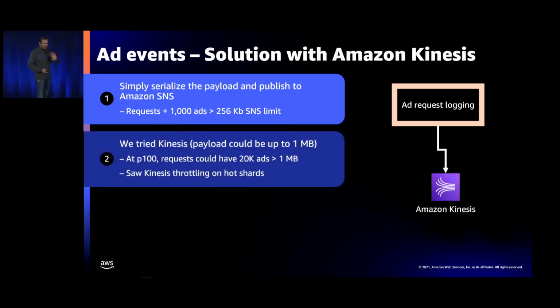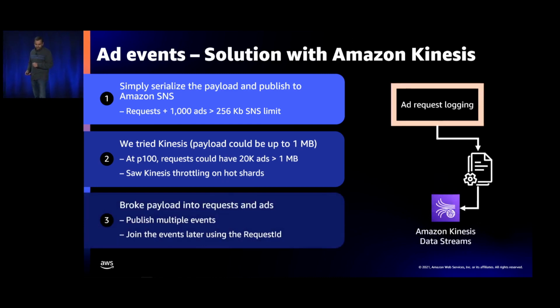Okay, we can change it to Kinesis. Kinesis has a payload size of 1 megabyte. That should be fine. Well, it was fine for some of our use cases, for some of the requests where the ads were really at thousands or 2,000 ads per request. But at P100s, these were at about 20,000 ads in one request. That was again over the 1 megabyte limit. Also, Kinesis started to throttle us, because when you throw these big payloads to Kinesis, hot shards happen and Kinesis would throttle you.